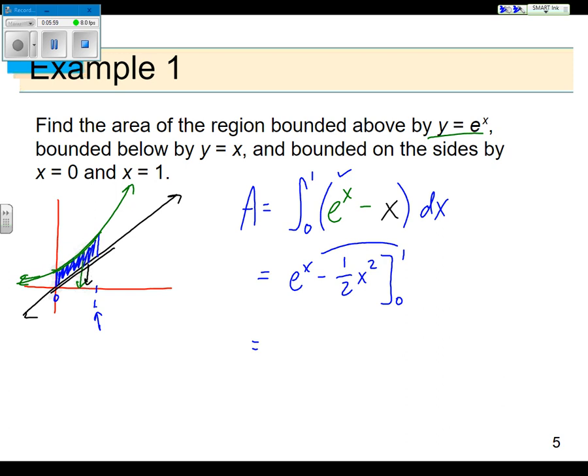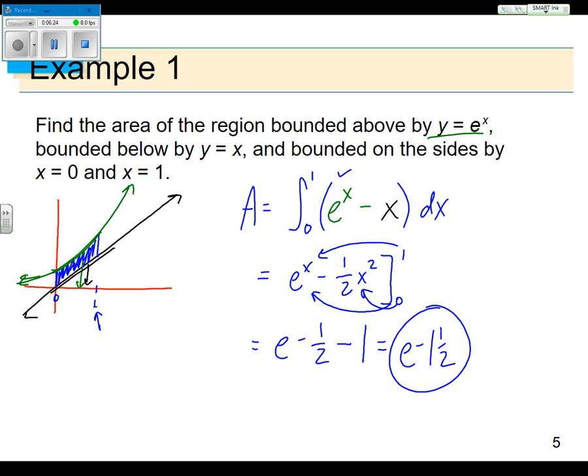So plug in my upper limit. That gives me e minus 1/2. You might be thinking you're getting off the hook. Hey, I plug in 0, everything goes away. It doesn't go away. e to the 0 gives me 1. This part is 0, so that's going to give me e minus 1, plus 1/2, and the exact answer is e minus 1/2. Whatever that would be as a decimal, that's fine as well, but you know how I feel about exact answers. I love them.